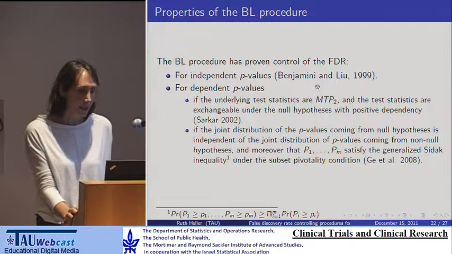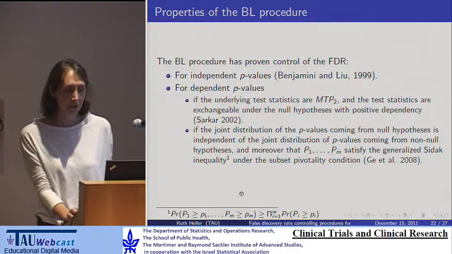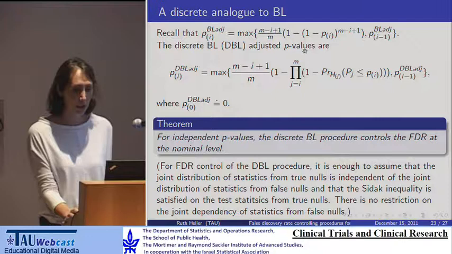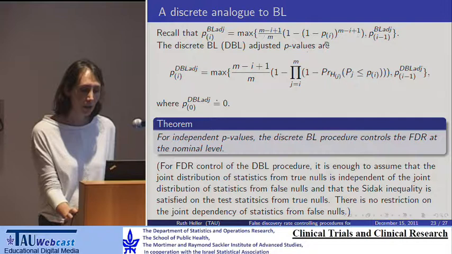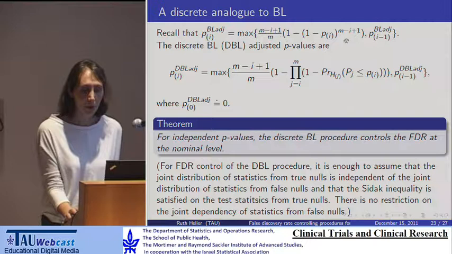We know that the BL procedure has proven control of the FDR under independence, and under some dependencies it also controls the FDR. What we're going to suggest here is a discrete analog to the BL procedure. In the BL procedure, this term is actually the probability that the minimum of M minus I plus 1 null hypotheses is below this threshold, the I-th sorted p-value.